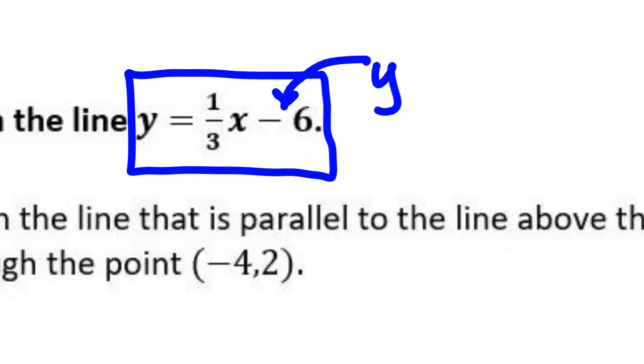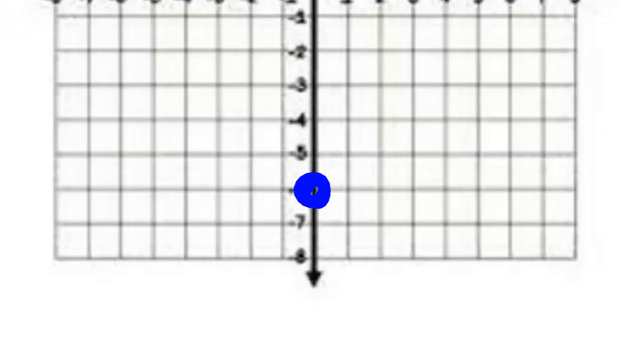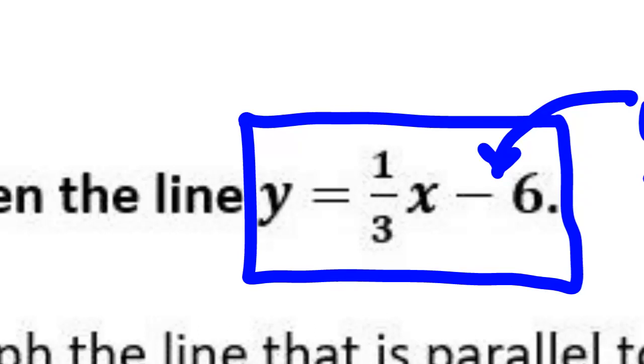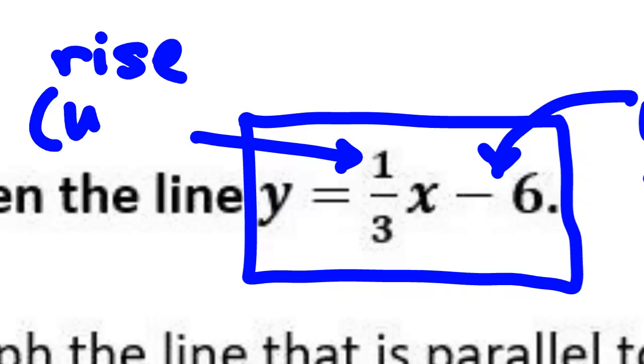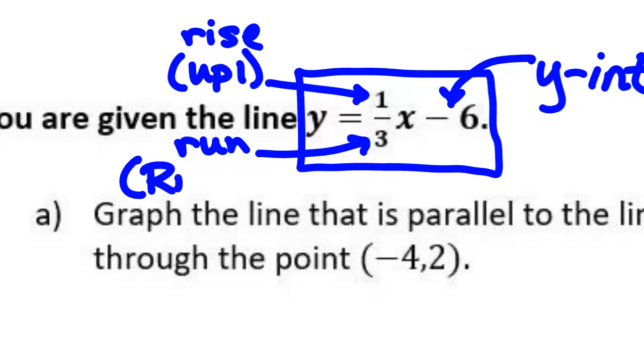This minus 6 on the end, that's my y-intercept. That's going to be the first point that I plot from this equation. So right down here at negative 6. The 1/3 is my slope. You guys told me before that slope is rise over run. So this 1 up on top, that's my rise. Tells me I'm going to go up 1. The 3 down on the bottom, that's my run, and it's positive. So that means we're running to the right. We're going to run to the right 3.